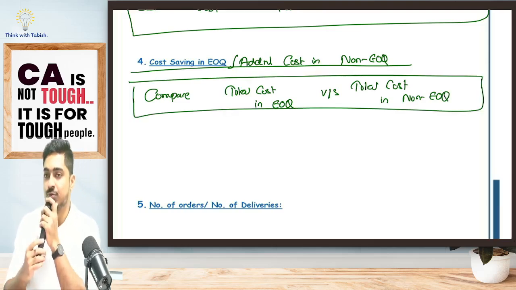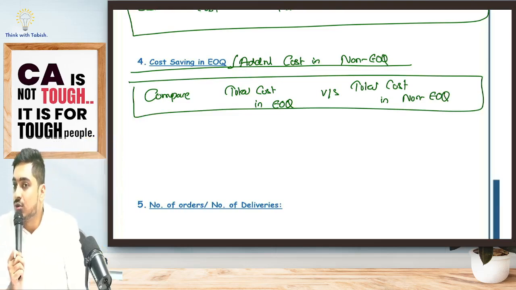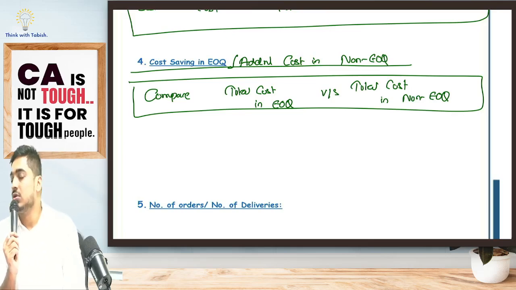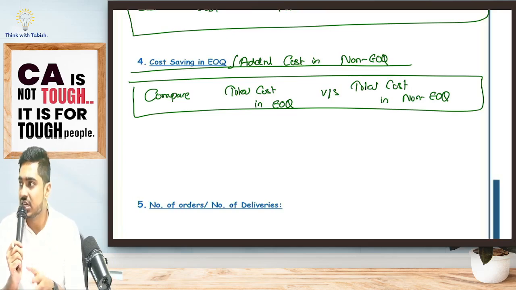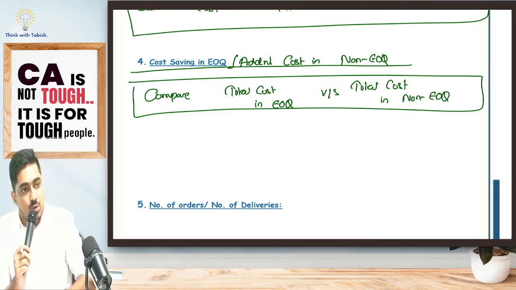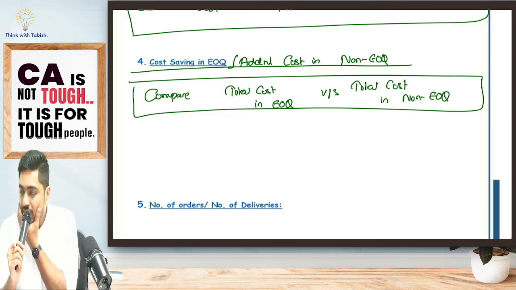So what are the steps to be followed? Step 1, I will calculate EOQ. Without calculating EOQ, I will not be getting the total cost. Step 2, I will calculate total cost in EOQ and total cost in non-EOQ. The difference: if the question is asking cost saving, that is the cost saving. If the question is asking additional cost, that itself is the additional cost. Is this clear, everyone? Perfect. Now slowly can we start solving some questions?